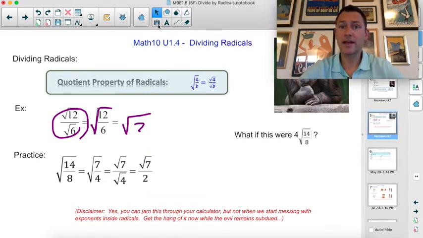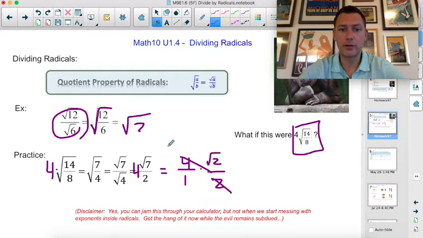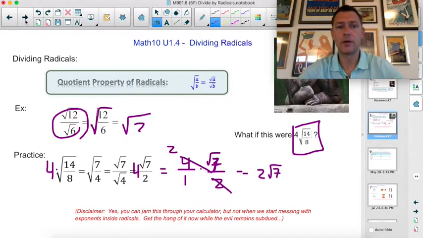What's nice about that is if this was really 4 times all of that, then you'd have 4 times root 7 over 2. This is sort of like 4 over 1 times root 7 over 2. And when you multiply them, the 4 and the 2 cancel out. Oh, that's a 7, sorry. And then you'd be left with 2 root 7. That's why we like to do that.